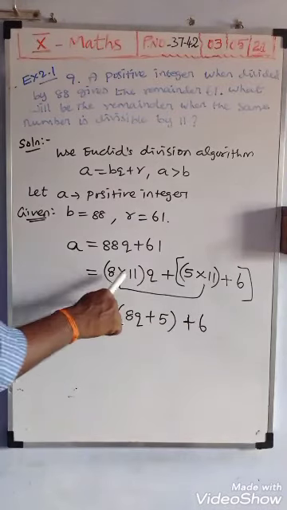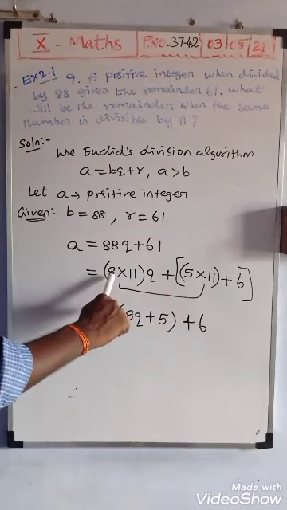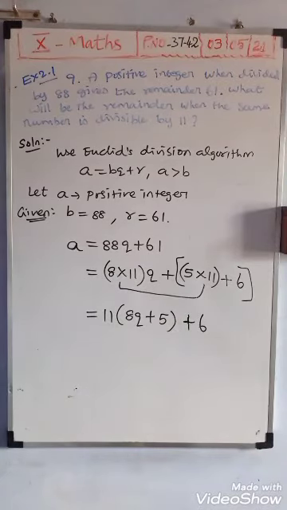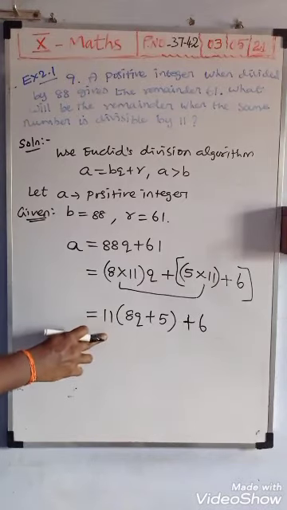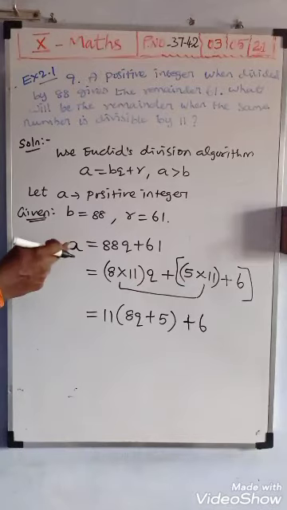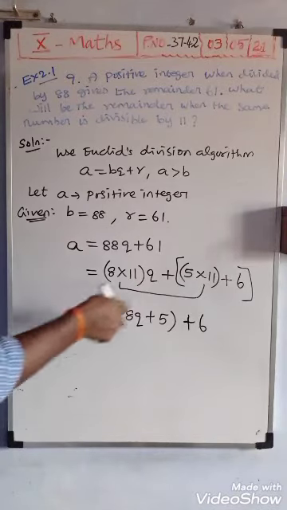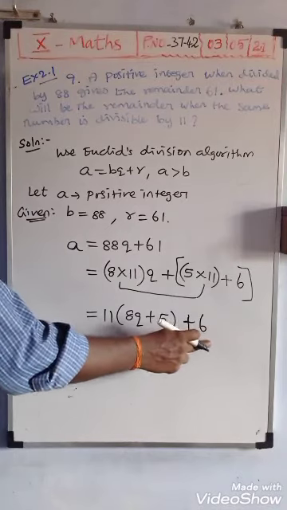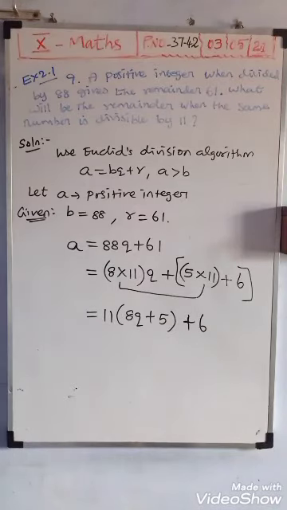Okay, so 11 is common in both. You take 11 outside, which means the remaining is 8Q plus 5, and you will get plus 6. Here the number 11 came outside. So this 11 comes to this side, which means divided by 11. So the same number divided by 11, at last what is there? This is called the remainder. The remainder you will get is 6 only.